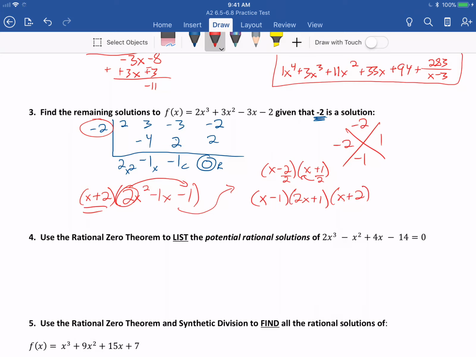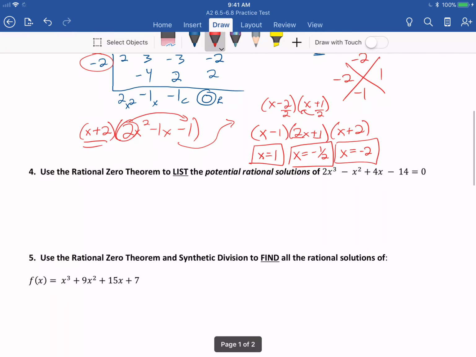And now if I set these all equal to 0 to get all of my solutions, I get x equals 1. I get x equals -1/2 for this one because you subtract the 1 over, then you divide by 2. And then this one, if I set x plus 2 equals 0, I should get -2. And you should get -2 because that was the one that they gave you, right? So those are your 3 solutions. All right, so that's good if they gave you one of them there.